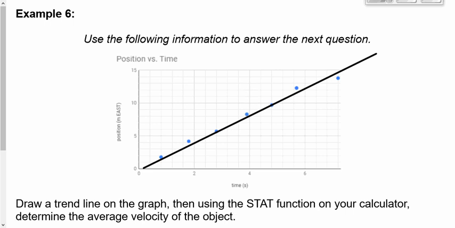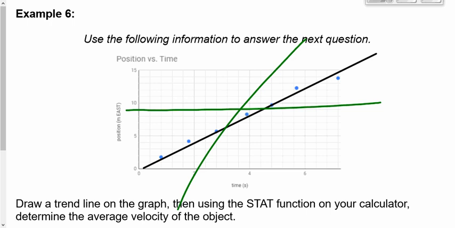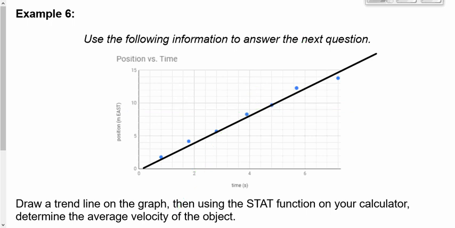And draw a trend line. You should have a couple points above, a couple points below. This would be a terrible trend line, because that doesn't represent the trend that's happening at all, does it? That doesn't follow the trend. This would be a terrible trend line. It's better because it's closer to what the trend actually is, but it's still not very good. The one that I have drawn there in black is quite good.